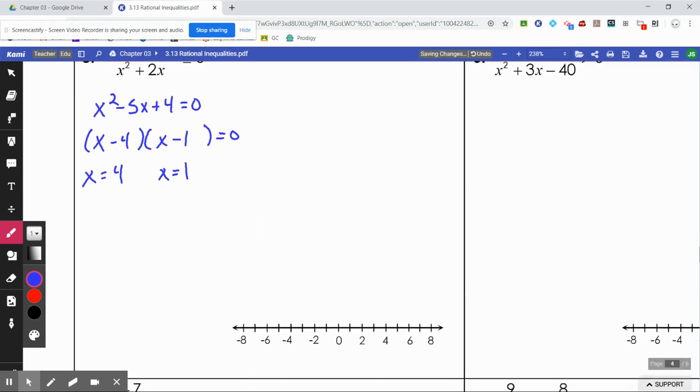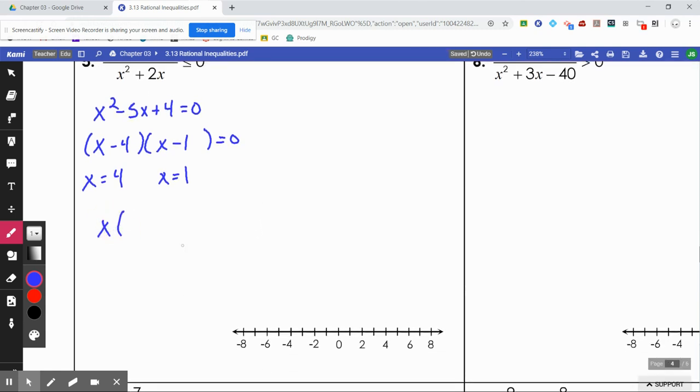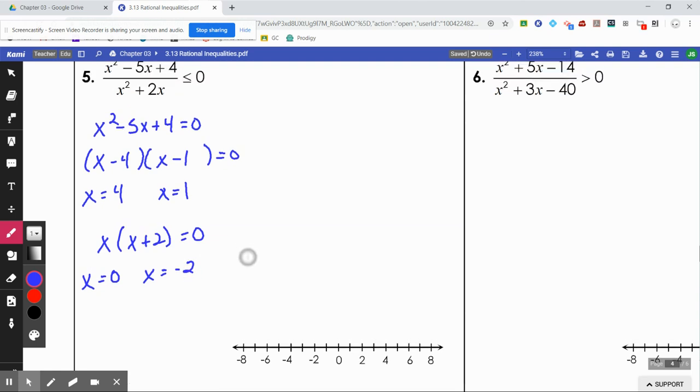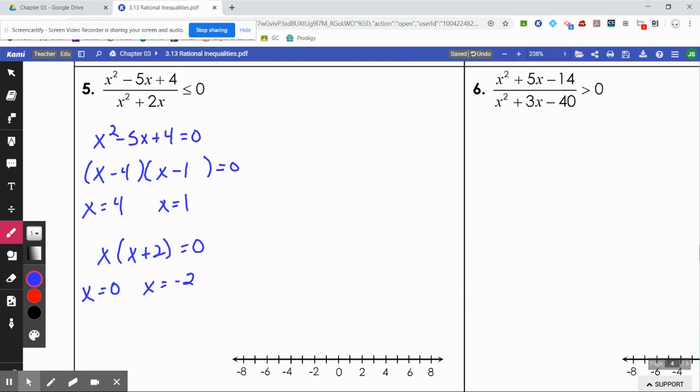Set the bottom equal to 0. Let's go ahead and factor it as we write it down. That's x times x plus 2. When you set it equal to 0, it'll give you all your holes or vertical asymptotes, and it's located at 0 and at negative 2. This is less than or equal to. So let's put solid circles at our x-intercepts, which were located at 4 and 1, and let's put an open circle at our vertical asymptotes, which is negative 2 and 0. Choose some test regions, or test points.